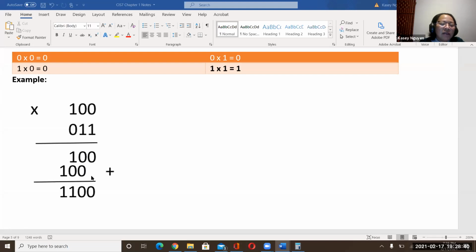And then you add them, just like we just learned how to add. Technically when it's empty like this, it's just a 0. So 0 here, 0 plus 0 is 0. 1 plus 0 is 1. And 1 plus 0 is 1. Okay, so this is the output when we multiplied this.